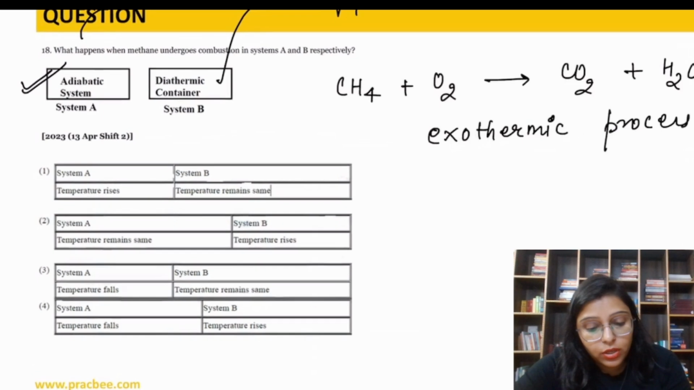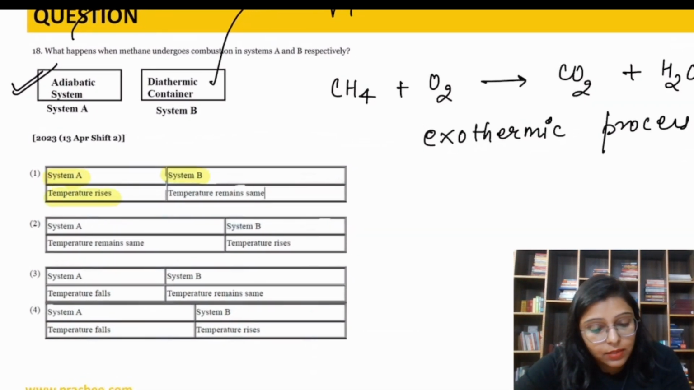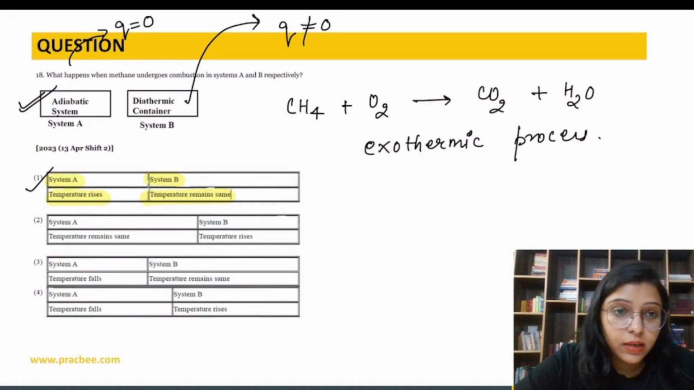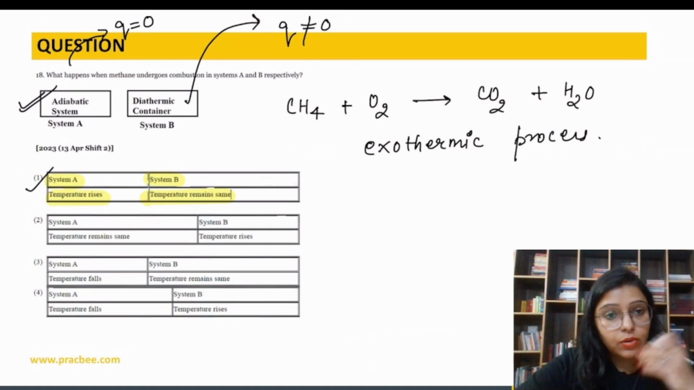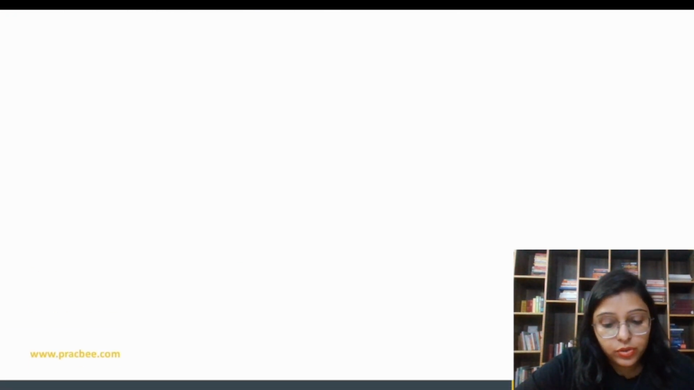So as per the options, the answer is going to be A. System A, temperature rises. System B, temperature remains the same. Why? Because heat is released from the system. If we have a diathermic container, the system and surrounding are separated by a diathermic wall. Okay. Now, let's do the next question.